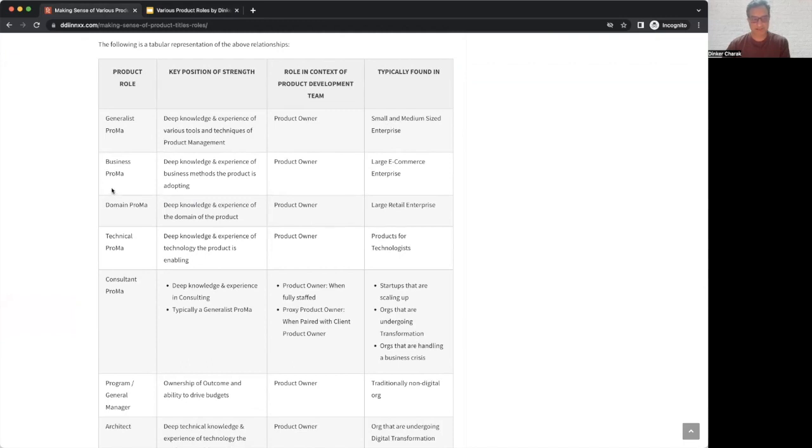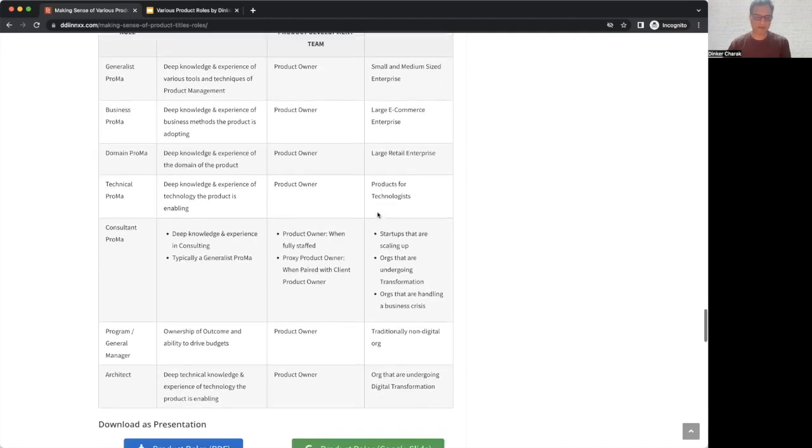Business product managers, who have deep knowledge and experience in business methods and the mechanics of how sales works, various departments who may or may not be heavily siloed, and how they come together. This is very common in large enterprises. Domain product managers, with very detailed knowledge of the domain, end up in organizations like retail enterprises or hotels, those specific domains where domain knowledge is very critical.